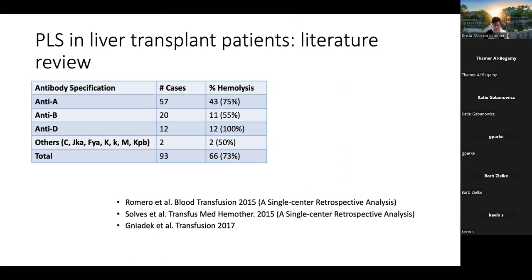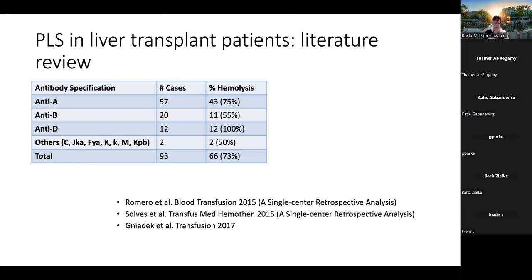So what kind of conclusion can we draw regarding PLS in liver transplantation? This is a summary from the literature for 93 cases of PLS in liver transplantation that has been reported in the literature. Since we don't have large, well-controlled studies, we cannot predict the true incidence of alloimmunization. The alloimmunization rate ranges anywhere from 20% to 60%, and around 70% of these cases had serological evidence of alloimmunization with no clinical or laboratory evidence of hemolysis.